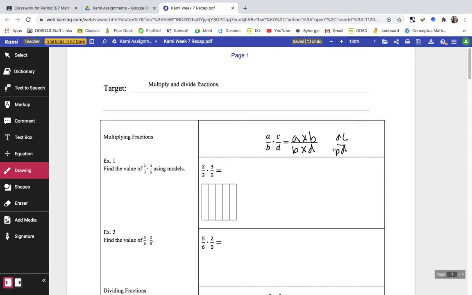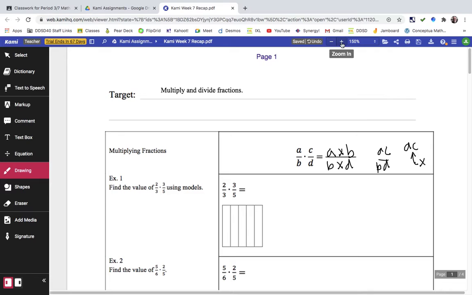And just a little look ahead into algebra, when you write, for example, A next to a C, that means multiply. You don't even have to put the symbol. So let me zoom in here a little bit closer. We're going to do 2 times 3 and 3 times 5. So that would be 6/15. That could be simplified by dividing both the 6 and the 15 by 3, and we would get 2/5.